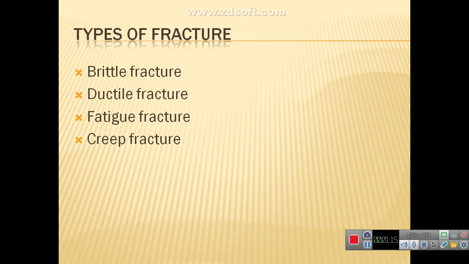Next, we will discuss in depth the types of fracture. The types of fractures are ductile fracture, brittle fracture, fatigue fracture and creep fracture. Before going to that, we need to know what ductility is. Ductility is the ability of a material to be elongated in tension. A ductile material will deform more than a brittle material.